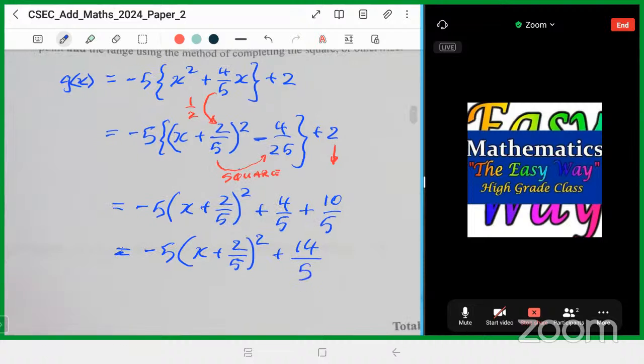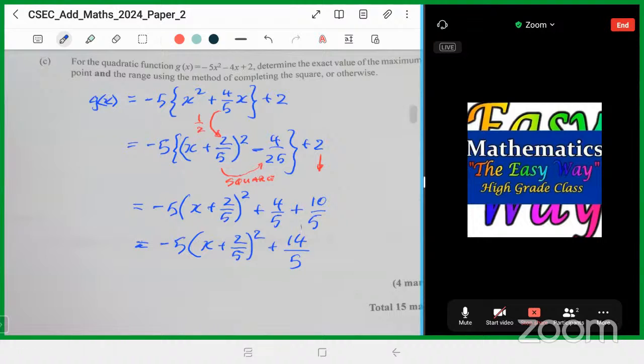14/5. So since I want the maximum point, not just the maximum value, this is the maximum value, which occurs when this expression is equal to 0. That expression is equal to 0 when x equals the negative of this. That's where the maximum point is. So let's write it down. The maximum point will have coordinates. This is the y value, which occurs when the expression in here is 0, which is when x becomes the negative of this. So that's -2/5 is the x value. And the y value, the maximum value, is 14/5.